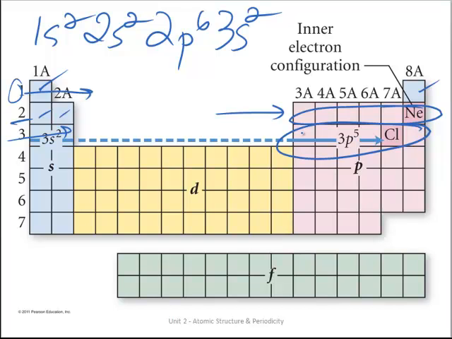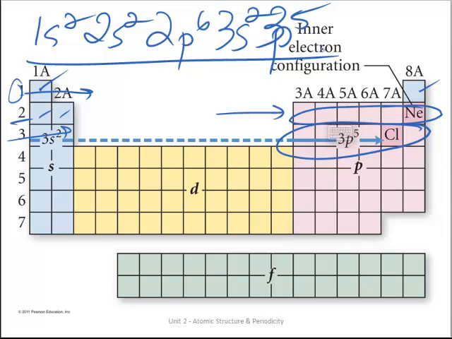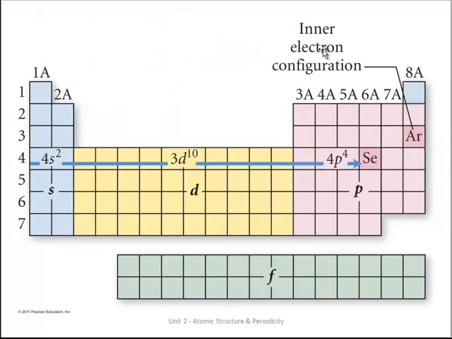For n equals 3, we know that chlorine has 5 additional electrons in addition to the ones we put in here. So we'd finish off chlorine's electron configuration with 3p5. So 1s2, 2s2, 2p6, 3s2, 3p5. Here's the example we use for selenium.